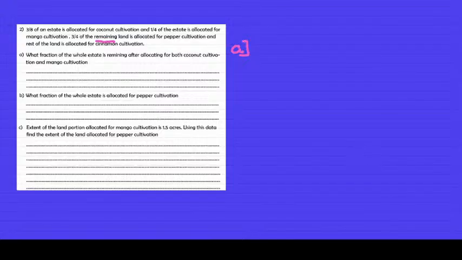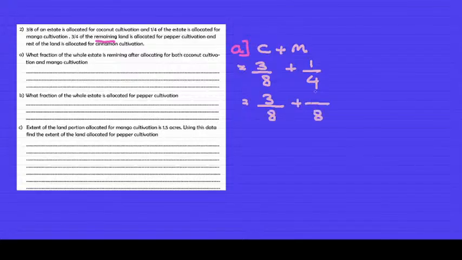What fraction of the whole estate is remaining after allocating for both coconut and mango? So coconut plus mango. Coconut is 3/8 of the estate plus mango is 1/4 of the estate. Now we have to make the denominators the same. So 8 and 4's LCM is 8. So 4 gets turned into 8, and this becomes 2. So it's 5/8. So 5/8 are allocated for coconut plus mango.